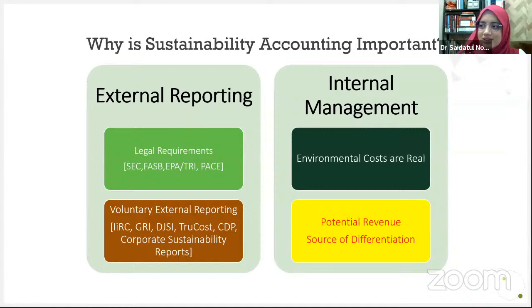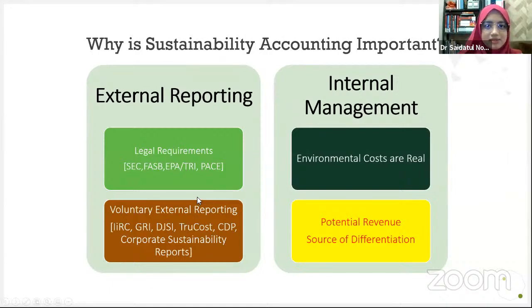All right, we're talking about sustainability accounting like it is important, but why is it actually important? Well, a lot of countries now make it compulsory. Malaysia, for example, makes it compulsory, like I said just now, for listed companies, and it is made a mandatory reporting under the SEC. A lot of countries have different requirements, but it has become mandatory reporting already. But we also have voluntary external reporting, for example, GRI, DJSI, and all that. Corporate sustainability report, this is voluntary.